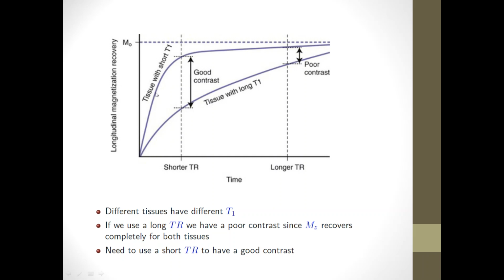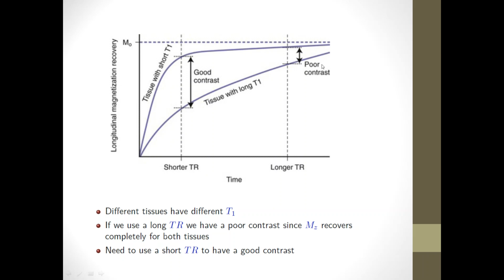Here you will find that tissue with short T1, like fat, takes a short time to recover, and tissue with long T1, like water, takes a long time to recover. Here, we select TR, the repetition time. What's the meaning of repetition time? The time of repeating the signal. If we select a short repetition time, we will get good contrast, but if we select a longer repetition time, it will cause poor contrast.